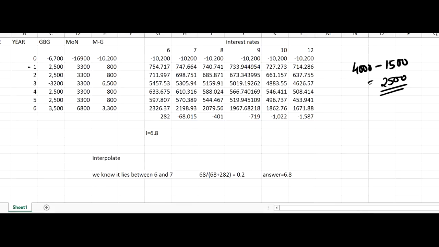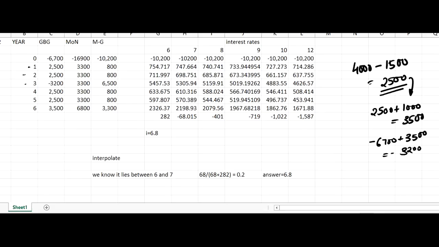Then for the year 2 it will repeat again, and you can see that GBG is ending for the 3rd year, so you have to calculate the initial cost again. How can you do that? This 2500 will be added to the salvage value, that is 2500 plus 1000 gives you 3500, and this has to be added to the previous initial cost, that is minus 6700 plus 3500, which will give you a value of minus 3200. So for the 3rd year you get the value as minus 3200.